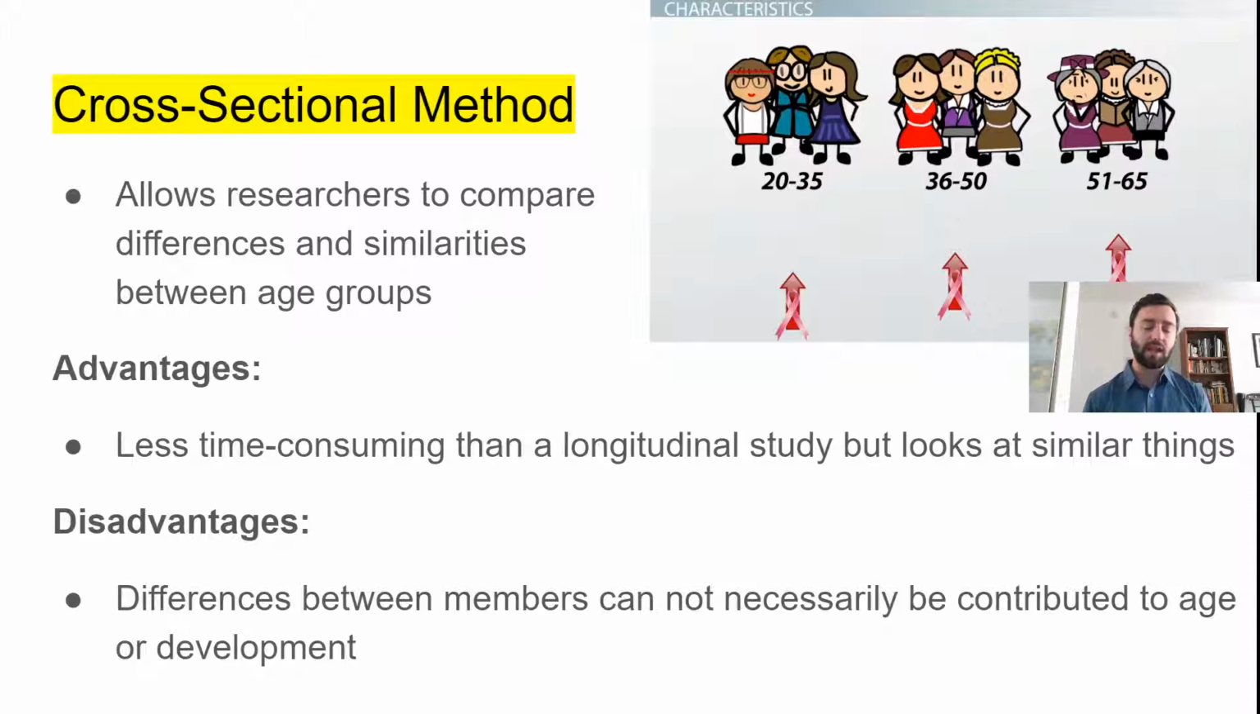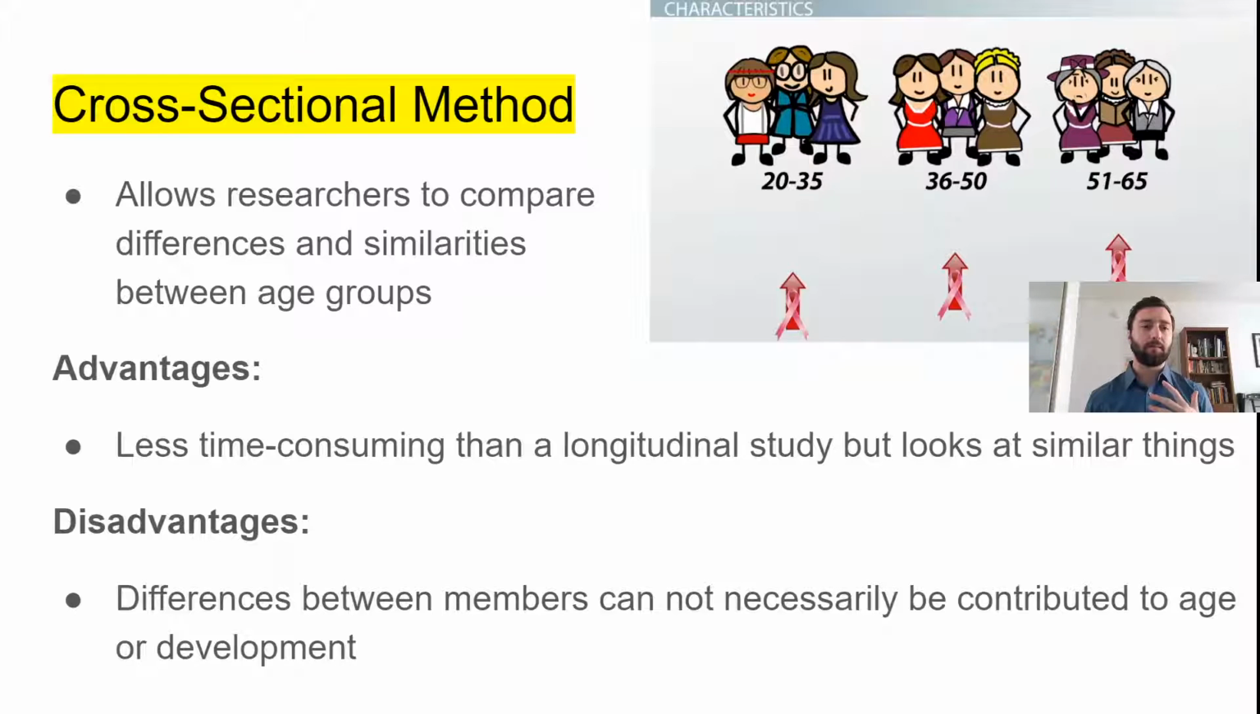So again, if I wanted to know the same thing, I would take a group of 6-year-olds, and I would do whatever research method I'm doing: interview them, survey them, observe them. I would take a group of 20-year-olds. I would take a group of 50-year-olds. I would take a group of 70-year-olds. And I'm going to do the same thing with all of them. And then what I'm going to do is compare those answers across those groups.